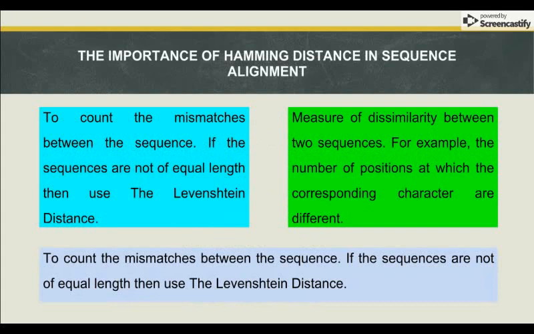So the importance of Hamming distance in sequence alignment is to count the mismatches between the sequences. If the sequences are not of equal length, then use the Levenshtein distance, also known as the edit distance. Secondly, it measures the dissimilarity between two sequences, for example, the number of positions at which the corresponding characters are different. And third, to count the mismatches between the sequences. If the sequences are not of equal length, then use the Levenshtein distance, as I've mentioned just now. It is also known as the edit distance.